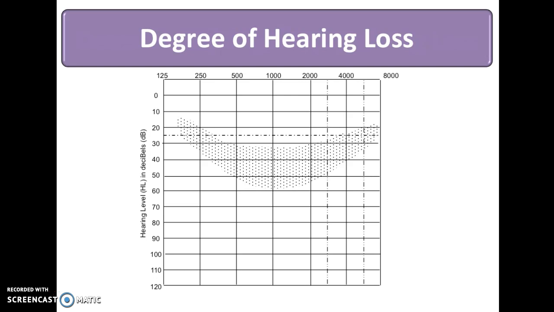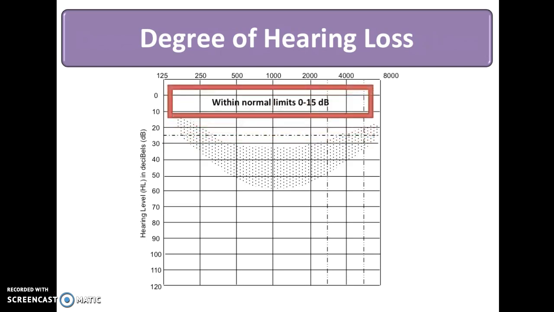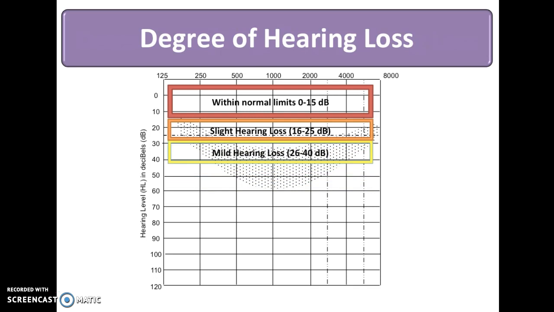Right now, I'd like to discuss the varying degrees of hearing loss. If thresholds fall between 0 and 15 dB, we can say hearing is within normal limits. If thresholds fall between 16 and 25 dB, we can say there's a slight hearing loss. If thresholds fall between 26 and 40 dB, we can say there's a mild hearing loss.